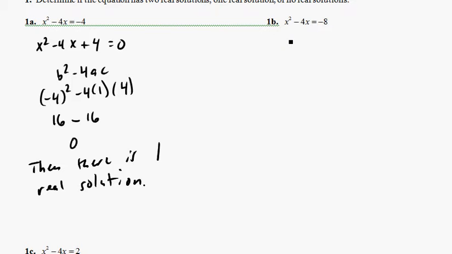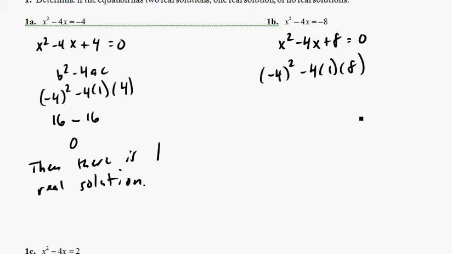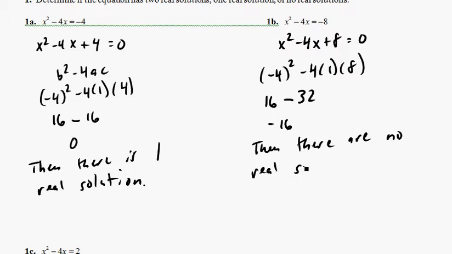Let's look at part B. Again, I'm going to rearrange the equation so that it's in standard form. Now, the discriminant would be negative 4 squared minus 4 times 1 times 8. So we have 16 minus 32, which is negative 16. Since the discriminant is negative, there are no real solutions.